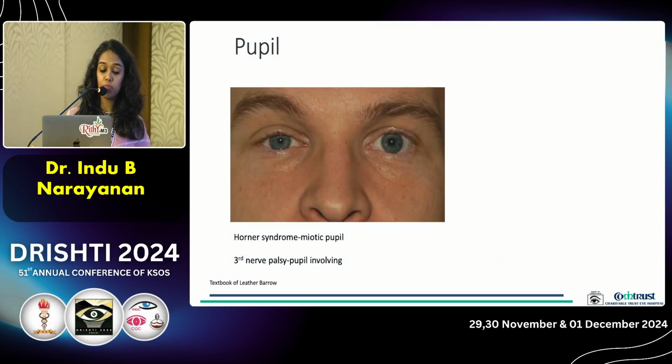The importance of the pupil: this is a case of mild ptosis with a miotic pupil. It's Horner syndrome. And in third nerve palsy in which the pupil is involved, it's a surgical emergency, as all of us know.